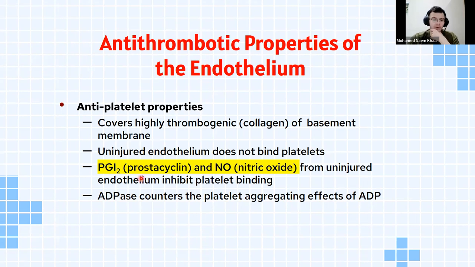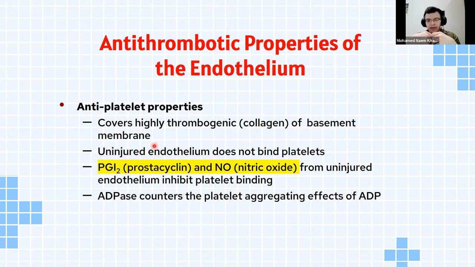Okay. Now, prostacyclin and NO from uninjured endothelium inhibit the platelet aggregation. Remember what I just told you less than 5 minutes ago, that NO has 10 million functions in the body? Again, look, a new function. Other than vasodilation, it has to do with inhibiting platelet binding. Prostacyclin, PGI2, I cannot explain anything about those. You just need to know the names. PGI2 and NO, these two specifically, they inhibit.